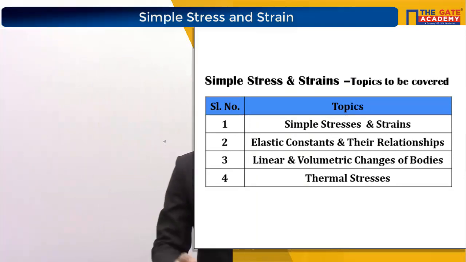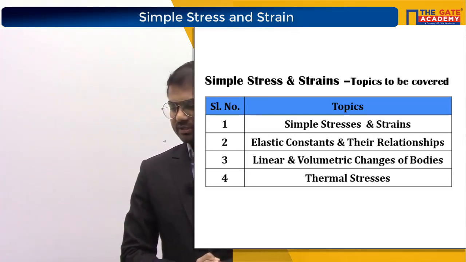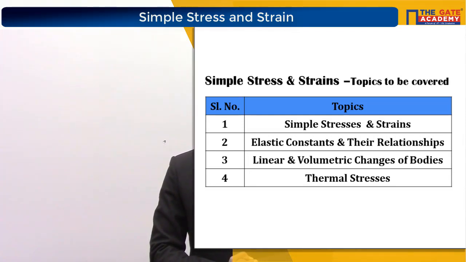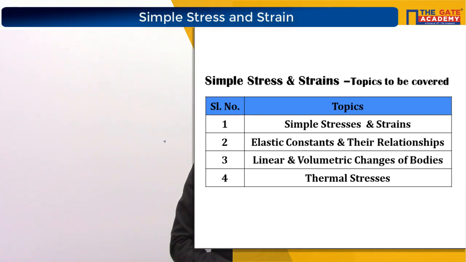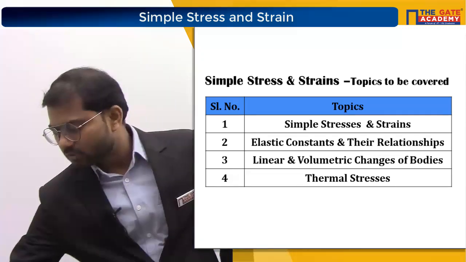The slide is just the section names to give you an idea. The first section is simple stress and strains, where we're going to discuss a few basic concepts. Then we'll study elastic constants and their relationships. Then we'll study linear and volumetric changes. And at last, we're going to study thermal stresses. So these are the 4 sections. You don't need to copy that, that's completely okay. So let's go ahead with the first and very important definition, that is stress.